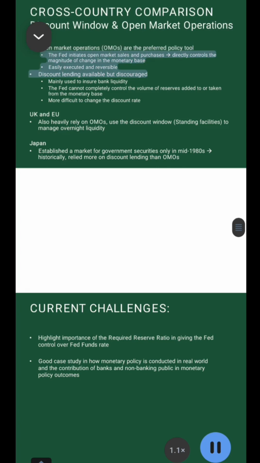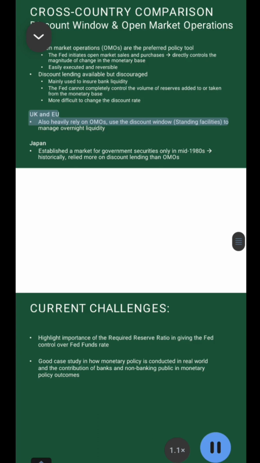USA: open market operations (OMOs) are the preferred policy tool. The Fed initiates open market sales and purchases, directly controls the magnitude of change in the monetary base, easily executed and reversible. Discount lending is available but discouraged, mainly used to ensure bank liquidity. The Fed cannot completely control the volume of reserves added to or taken from the monetary base, and it is more difficult to change the discount rate.